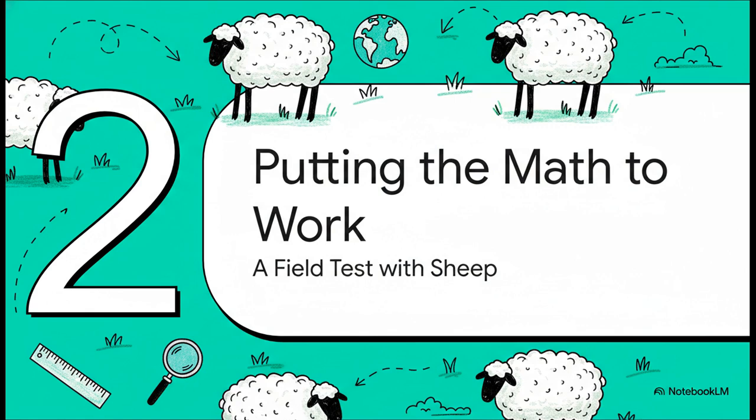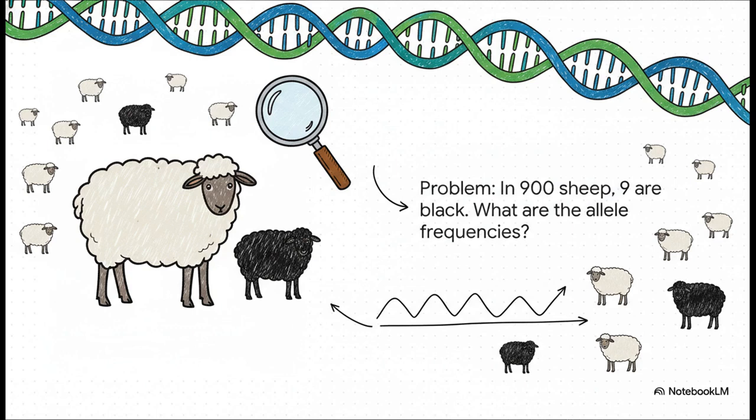All right, enough theory. It's one thing to see the equations, it's another to actually use them. Let's put this ruler to work with a classic AP Bio problem. We're going to head out to a field of sheep. Okay, here's the scenario. We've got a flock of 900 sheep. We know white wool is the dominant trait, and black wool is recessive. Now, we can walk out there and count that exactly 9 of them are black.